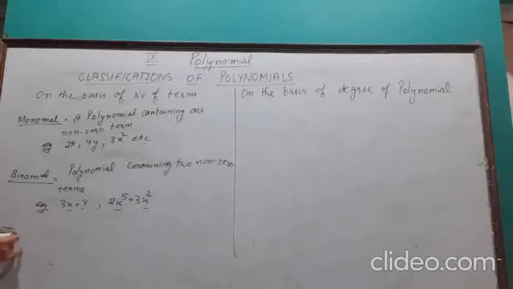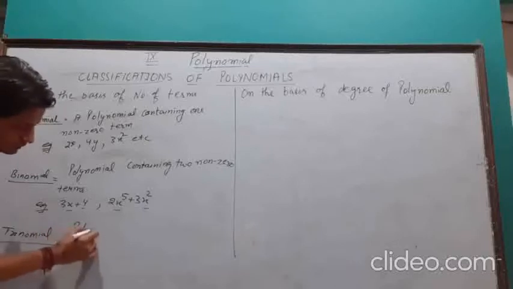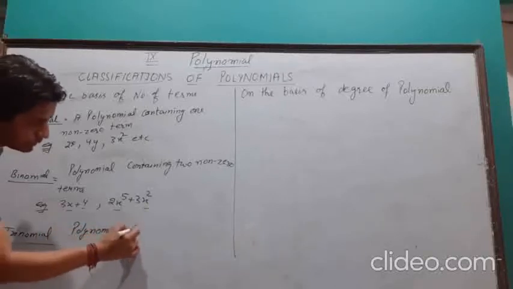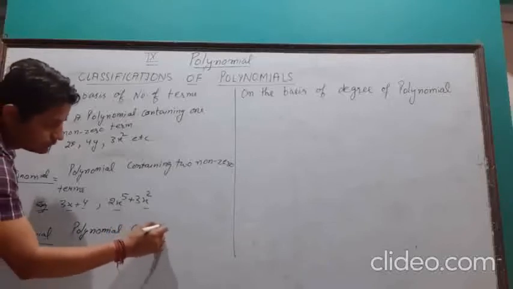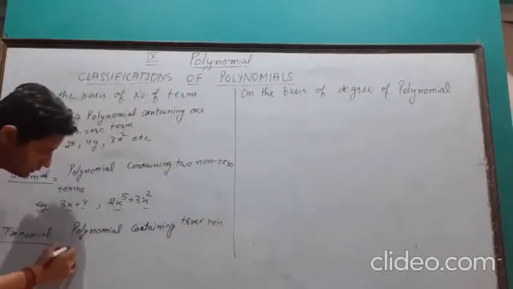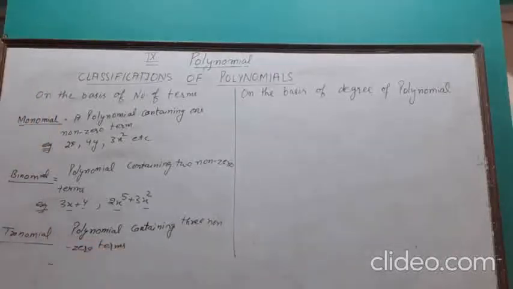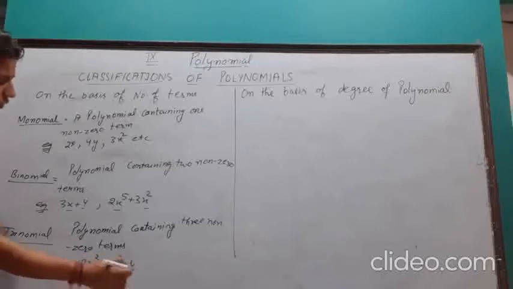Next is trinomial. In the word trinomial, tri means 3. It means a polynomial containing three non-zero terms is called trinomial. Here we have the example 2x cube plus 3x square plus 4.